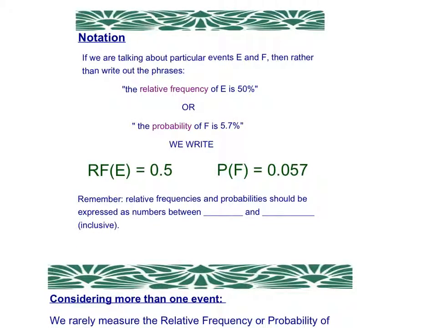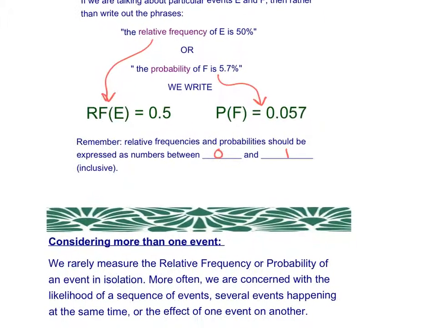Let's look at notation just for a minute, to review. If we're talking about particular events, E and F, rather than write out phrases like "the relative frequency of E is 50%" or "the probability of F is 5.7%," we are going to start using more formal notation throughout. So I'll put RF for relative frequency of E equals 0.5. And the probability of F is 5.7%, I'll write P of F is 0.057. Just remember, relative frequencies and probabilities are all numbers between 0 and 1, inclusive. You can have the 0 and the 1.